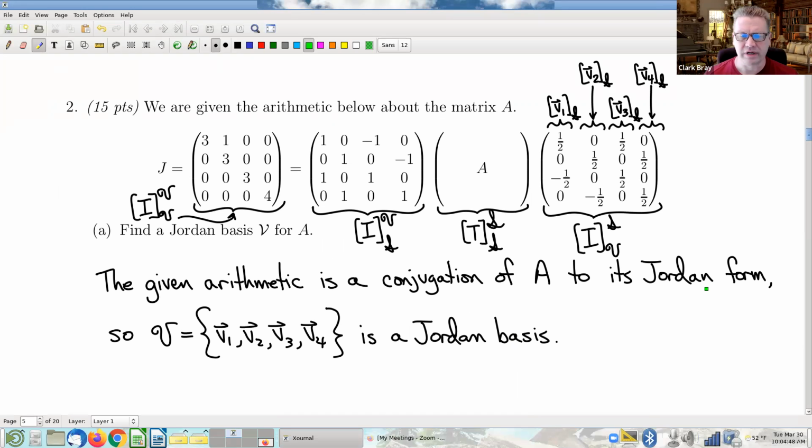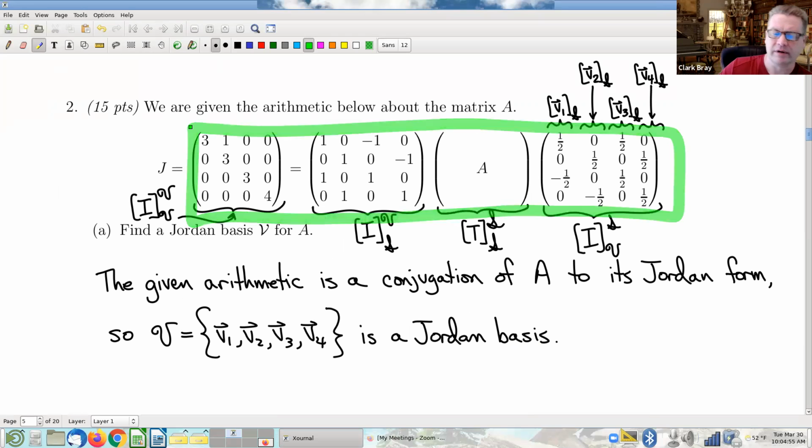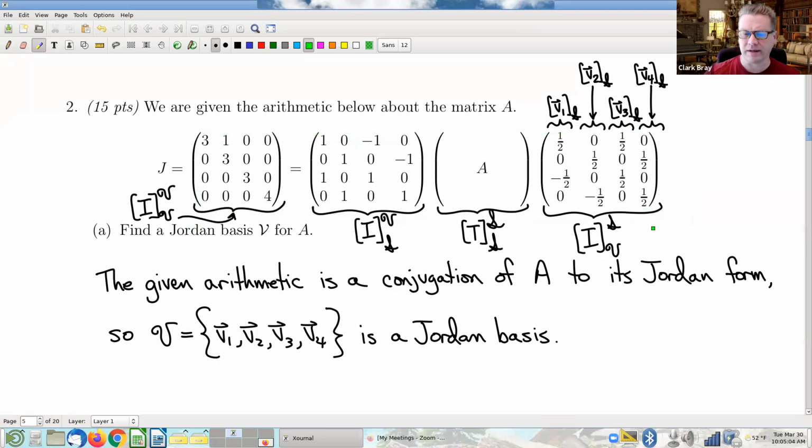The way this question is phrased, at least the given information, is that we start off with free arithmetic, right? So questions like this save you the trouble of having to do a bunch of tedious arithmetic and focus on making the appropriate interpretations. Okay, so given that free arithmetic, the question asks, for this matrix A, find a Jordan basis for it, namely the basis by which the linear transformation goes into Jordan form.